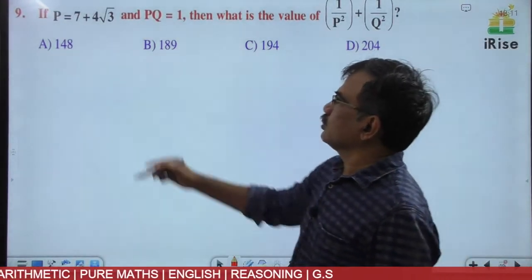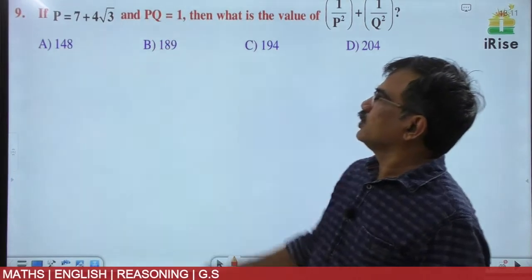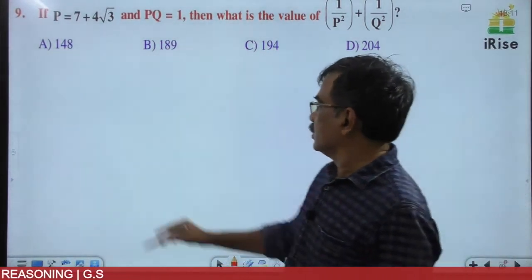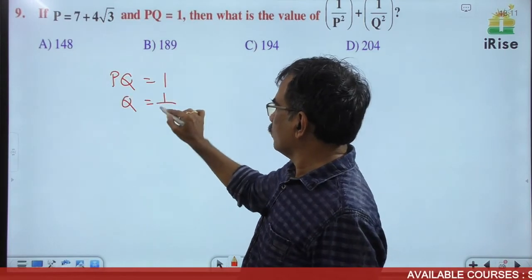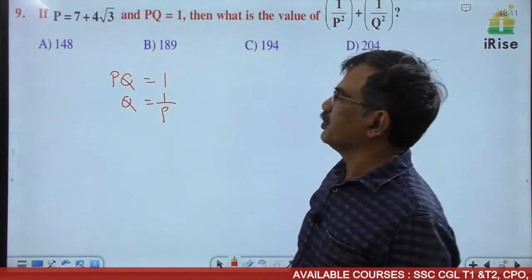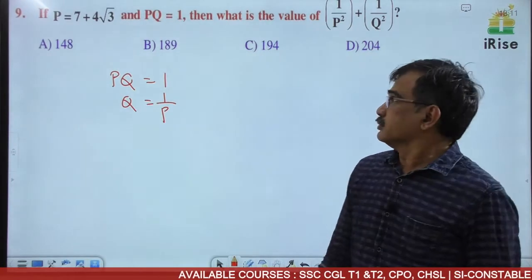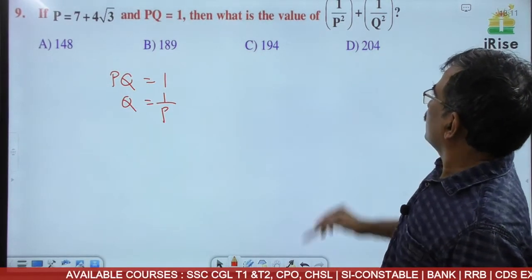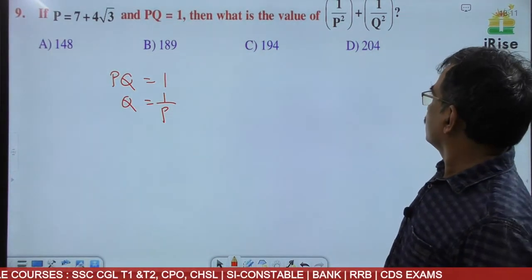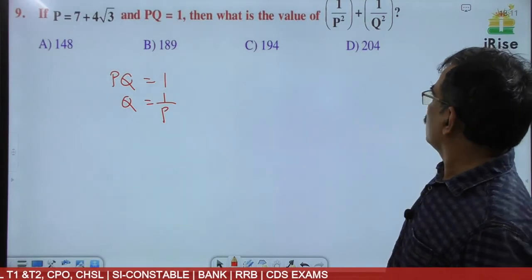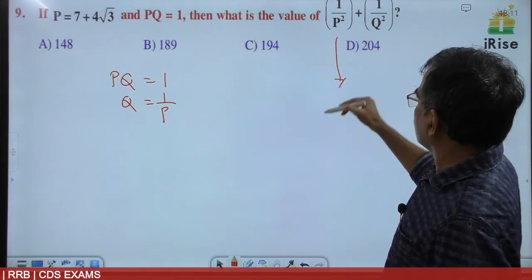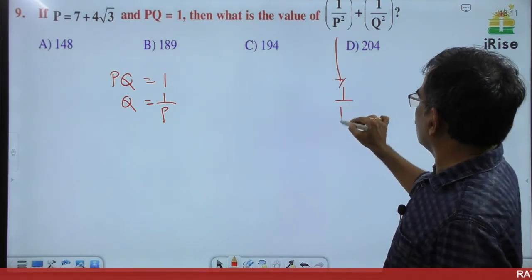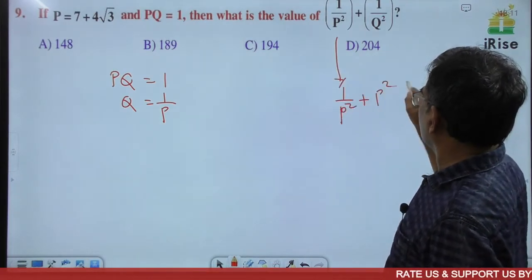If p is equal to 7 plus 4 root 3 and pq is equal to 1, here pq is equal to 1 means q is equal to 1 by p. Q is the reciprocal of p. Then what is 1 by p square plus 1 by q square? Here q is equal to 1 by p. Indirectly, the question is nothing but 1 by p square plus p square they want.